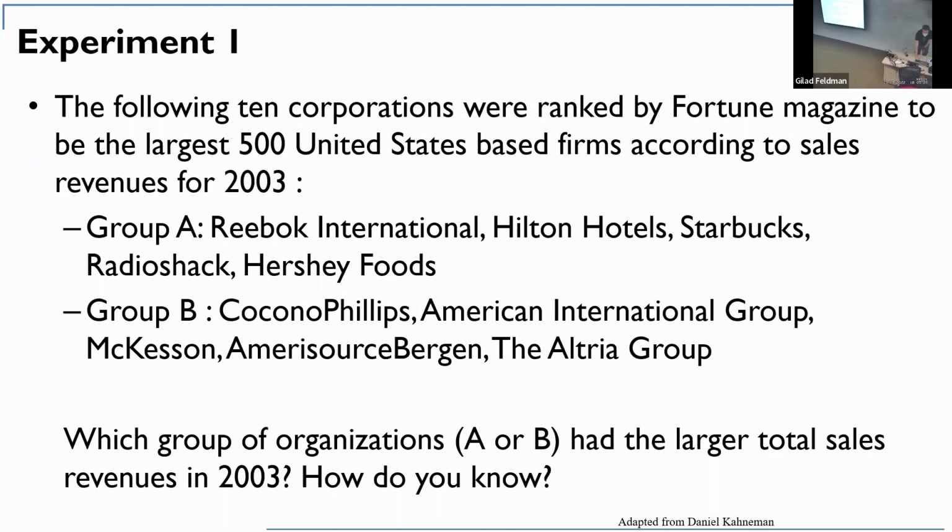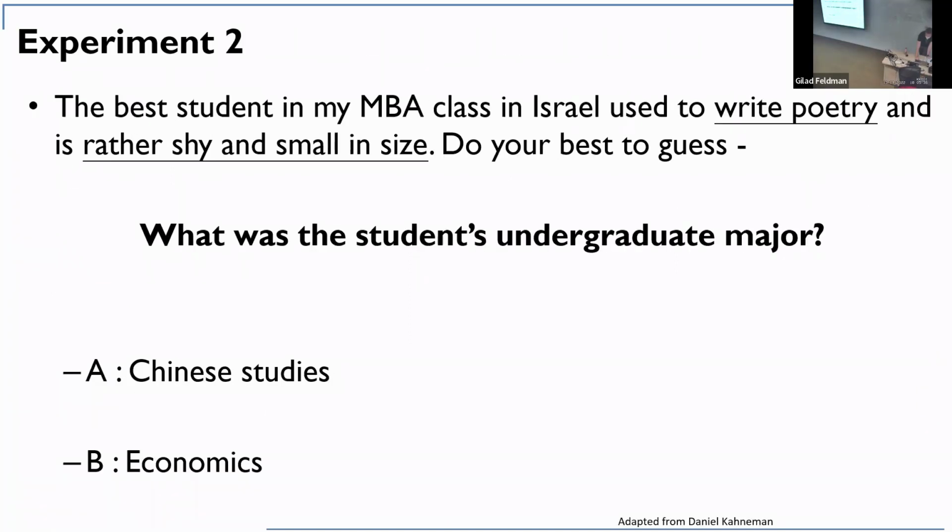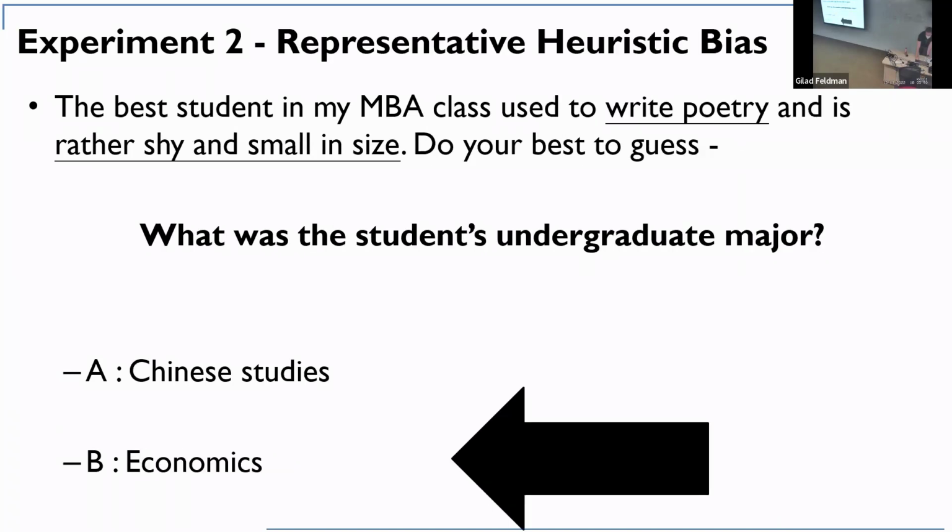So in the first one, adapted from Kahneman, Group A, Group B, the right answer is Group B, availability heuristic bias. For the student's undergraduate major, Chinese studies or economics, male or female, the right answer is economics if we just look at the rate.